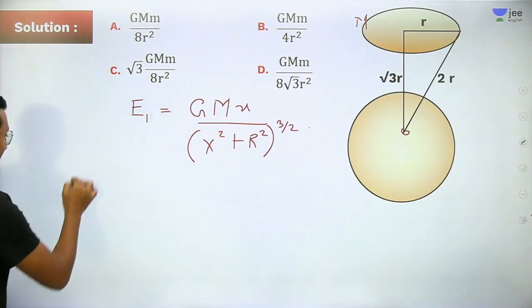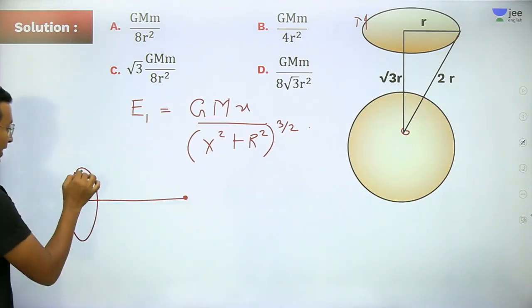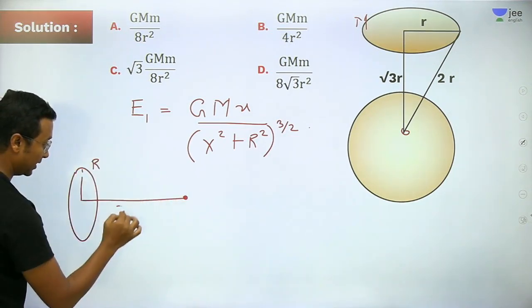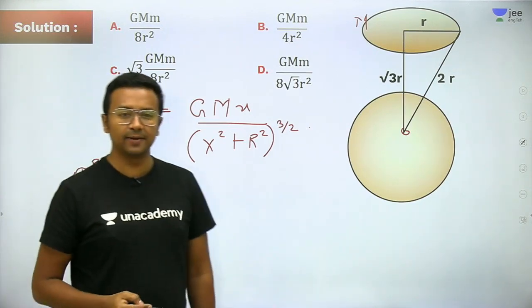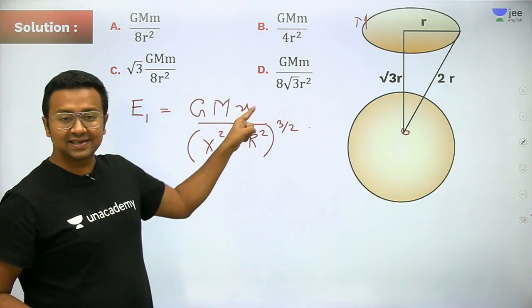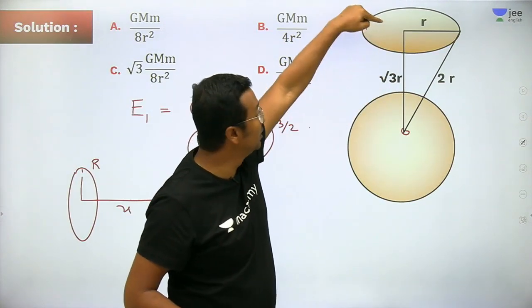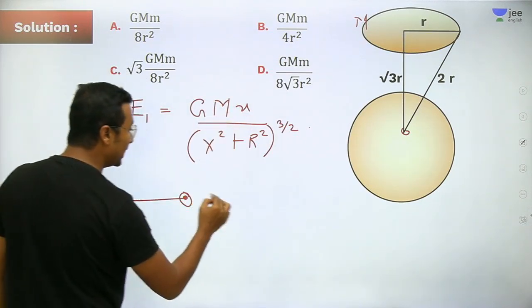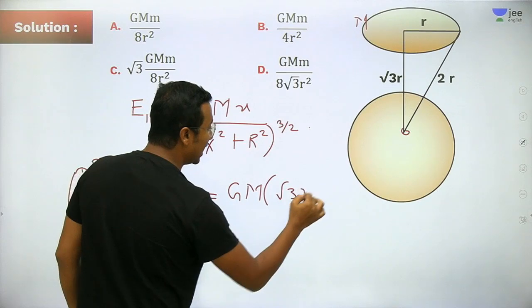You take a ring out here and then you want to find out the field at this particular point. This has got a radius of R, and this distance from here is X. So you want to find out what the field is out here. Now what is X? X is given to me, root 3R. Root 3R is the distance between the center of the ring to this particular point. So I'll put down the formula here, G capital M into root 3R.